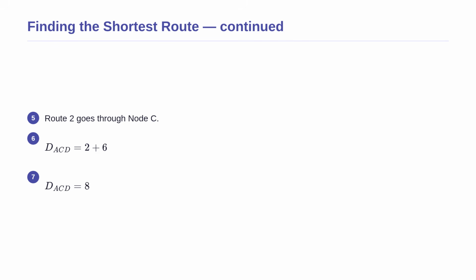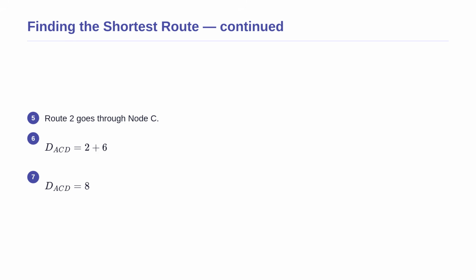Now let us check the alternative route, going through node C instead. We must evaluate the second option to ensure we are not missing a better opportunity. The distance for this new path is the length from A to C plus the length from C to D. Just like before, we plug in the specific numbers for each part of the journey. We substitute the 2 miles for the first jump and 6 miles for the second jump.